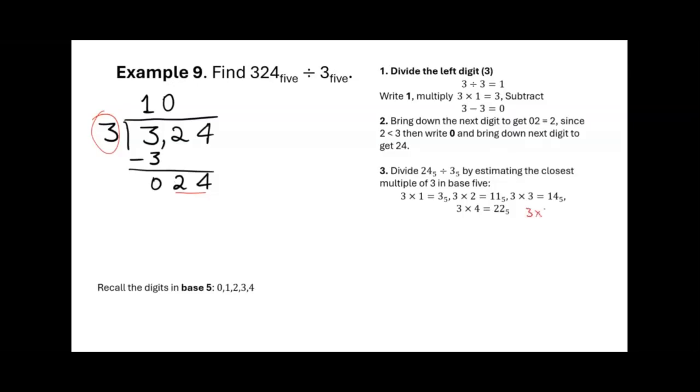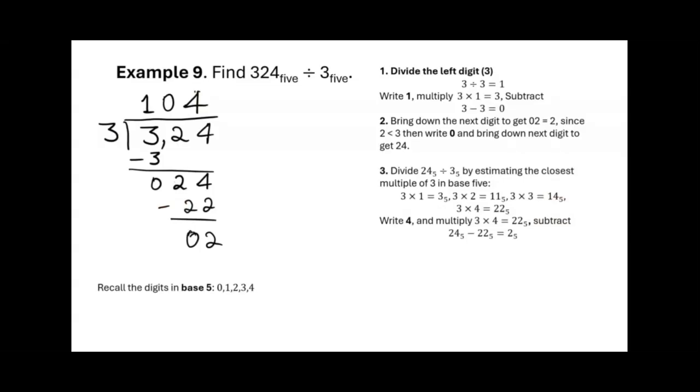If you were to do one more, which I didn't, it would be larger than 24, because 3 times 5 is 15, and in base 5, that is 30. So this one is already too big. The number that is smaller than 24 would be 22. So that means it's 4 times. I put the 4 on the top, I multiply 3 times 4, which in base 5 is 22, and then I subtract them.